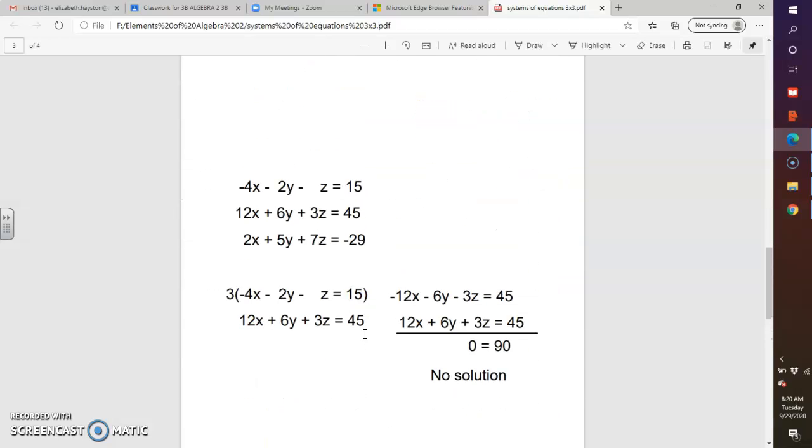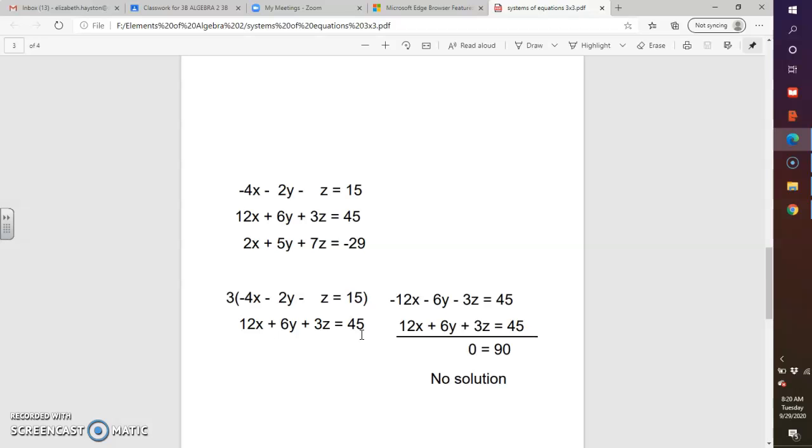Now there are two special cases. One is no solution. If you notice here, I take the top two, and when I distribute the 3 through here, I get negative 12x minus 6y minus 3z equals 45. Here we get 12x plus 6y plus 3z equals 45. When I cancel everything, I get 0 equals 90. If you ever end up with a false statement, that means you have no solution.